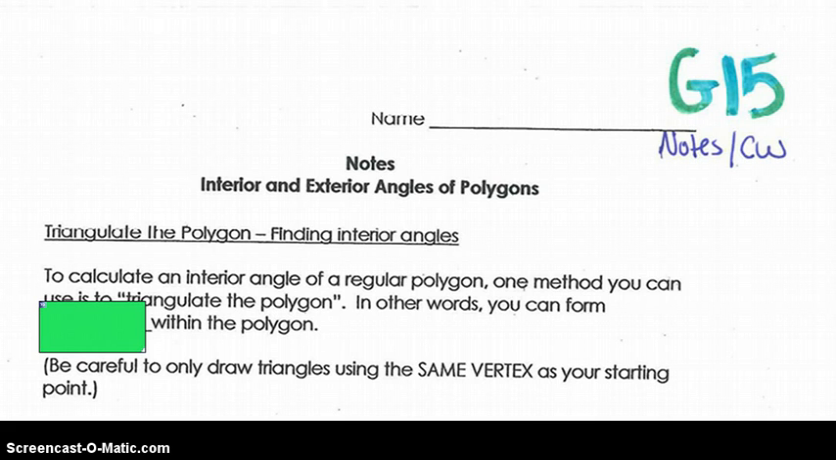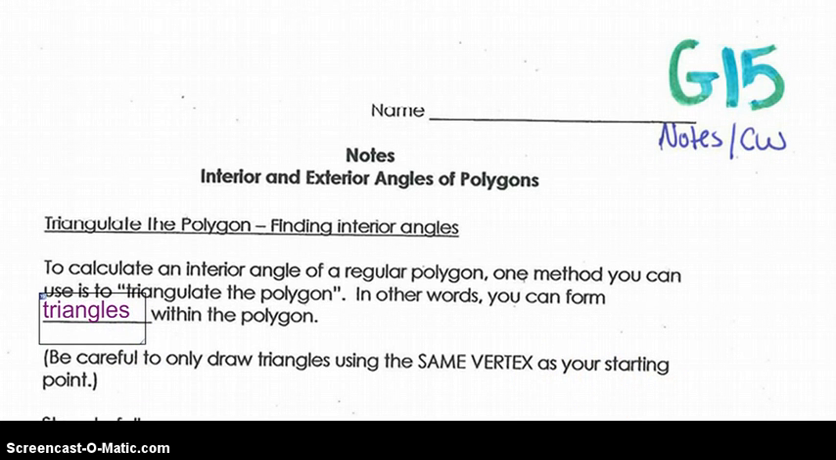These are the G15 notes on interior and exterior angles of polygons. We are going to triangulate the polygon in order to find the interior angles. To calculate an interior angle of a regular polygon, one method you can use is to triangulate the polygon. In other words, you can form triangles within the polygon.